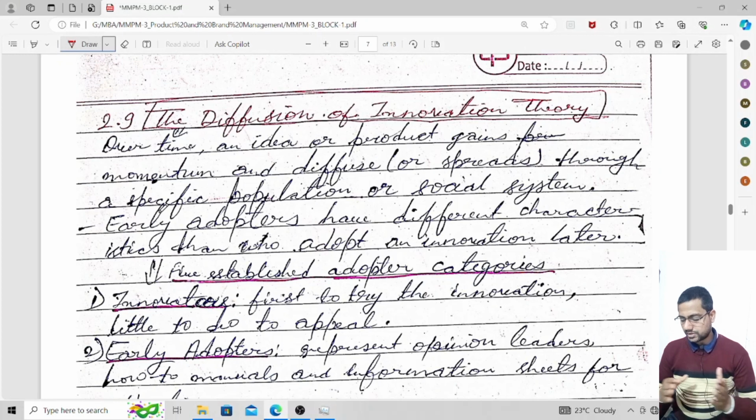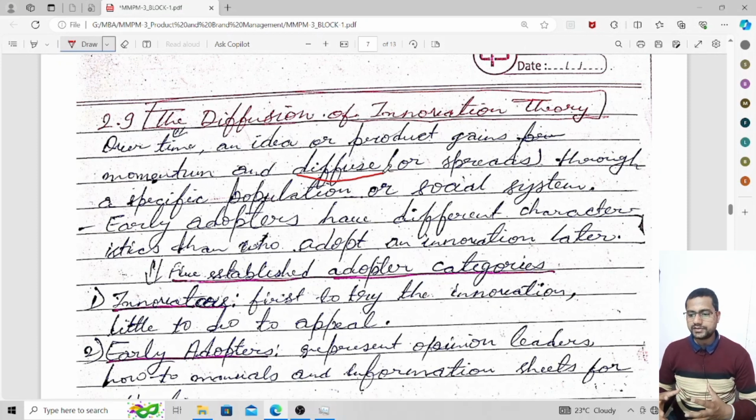So, if any product is being launched into the market, then that product's acceptance increases with the passage of time, and that's why it is given here: diffuses or spreads through a specific population or social system.